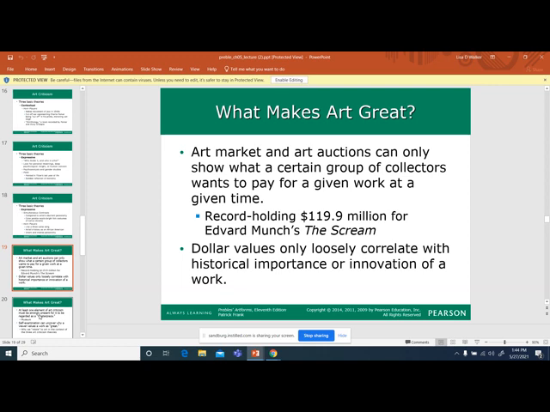Now, a big thing to think about also is money. How much is something worth? Now, the ugly truth about how much something is worth is that it is worth what someone will pay for it. So if I have a painting and I sell it to somebody for $10, that work of art just became worth $10.